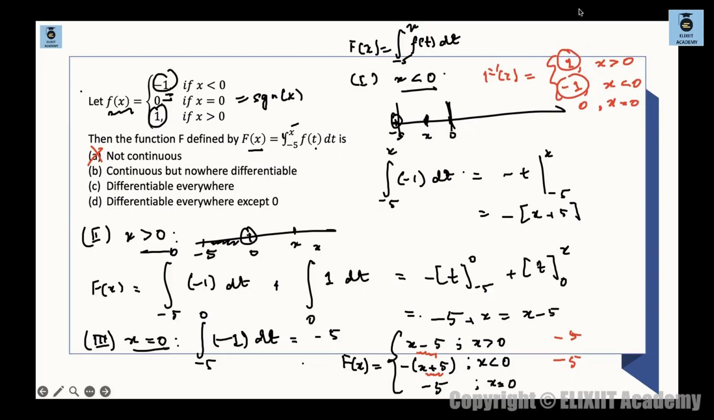You can directly differentiate this branch-wise. This is a kind of short trick. You can do this for piecewise functions, not for all functions. Whenever you're getting a piecewise function of this type, you can differentiate branch-wise and check the differentiability criteria. So for x more than 0, which indicates the right hand derivative, that is +1. And when x is less than 0, the limiting value is -1, which is the left hand derivative. So the left hand derivative is not equal to the right hand derivative, so definitely the function is not differentiable at 0. So option D must be correct: the function is differentiable everywhere except 0.